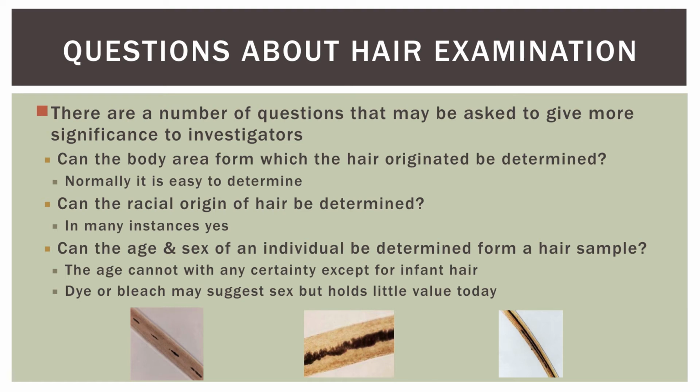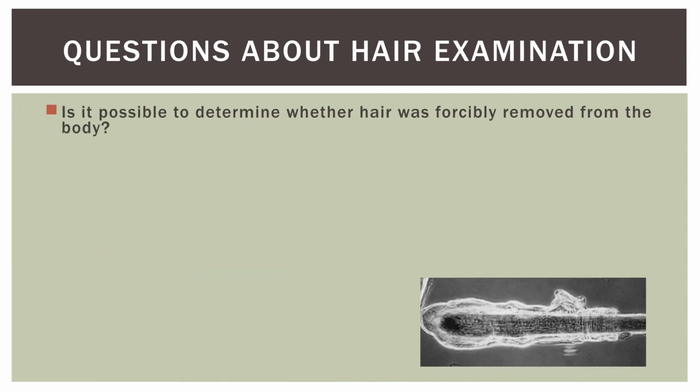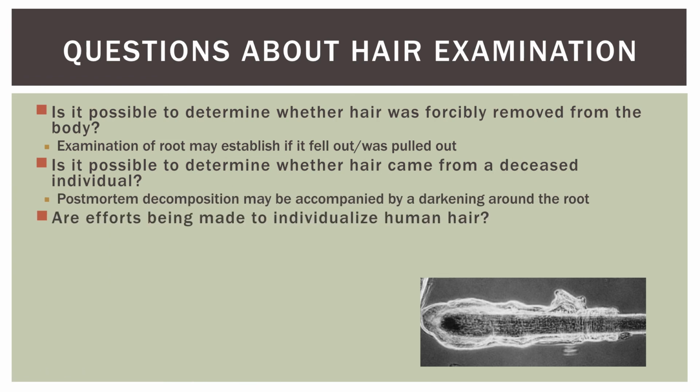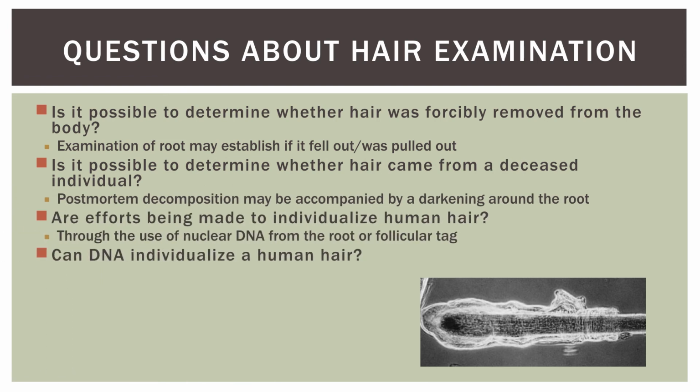Can the age and sex of the individual be determined from a sample? The age cannot, with the exception of an infant. Infant hair tends to be fine, short, and have very fine pigments. In the past, dyed or bleached hair may have suggested the sex, but it holds little value today since trends have changed.